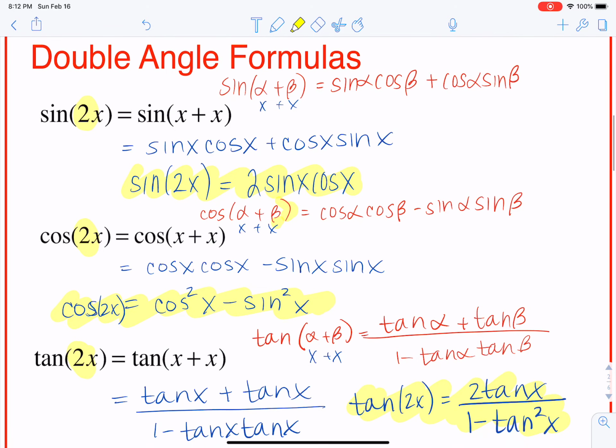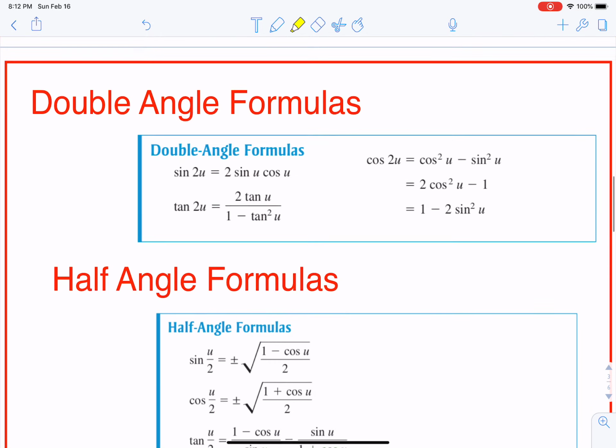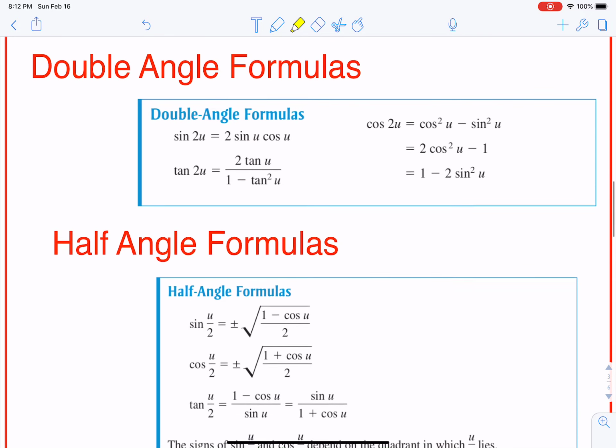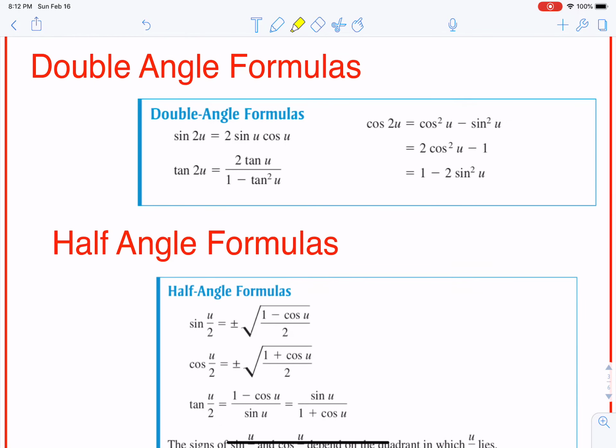So that's just where these come from. Again, we're building upon our previous knowledge from week to week. So we're using the sum and difference formulas that we used last week to build these double angle formulas, and we can do something a little similar with the half angle formulas.